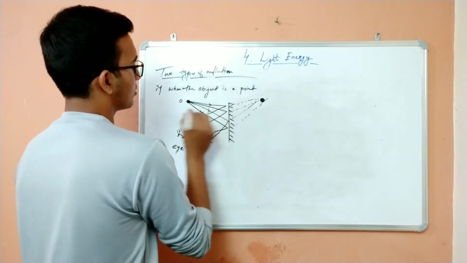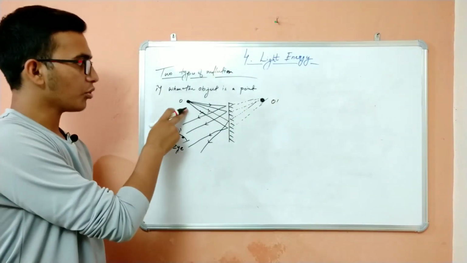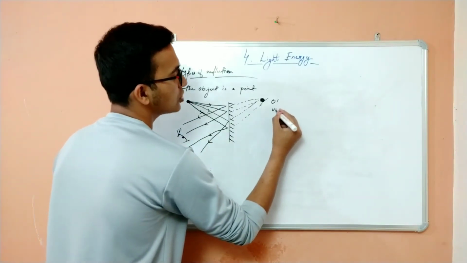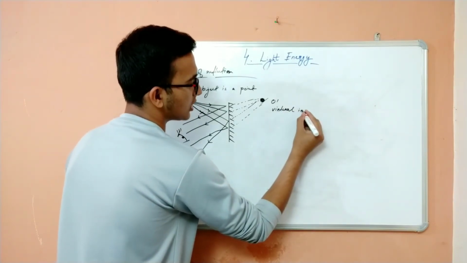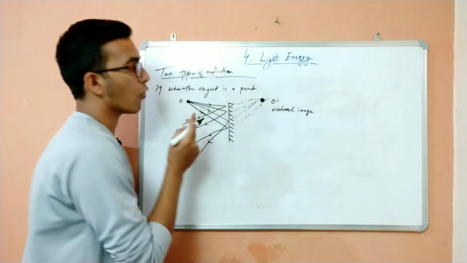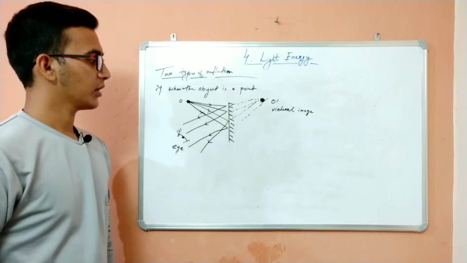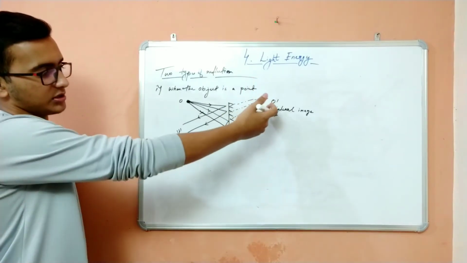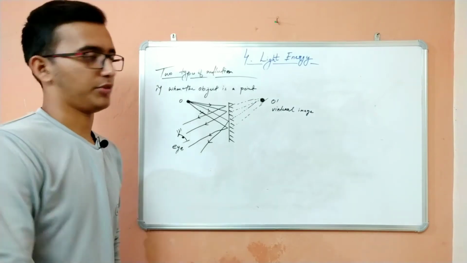Whatever. So here is the O object, and this is O dash. O is the actual object, and O dash is the virtual image. Virtual image of what? Of O. So O dash is the virtual image of O. So this is how you are able to see the object. You are here, this is the image, and that's how you see an image inside of a mirror.